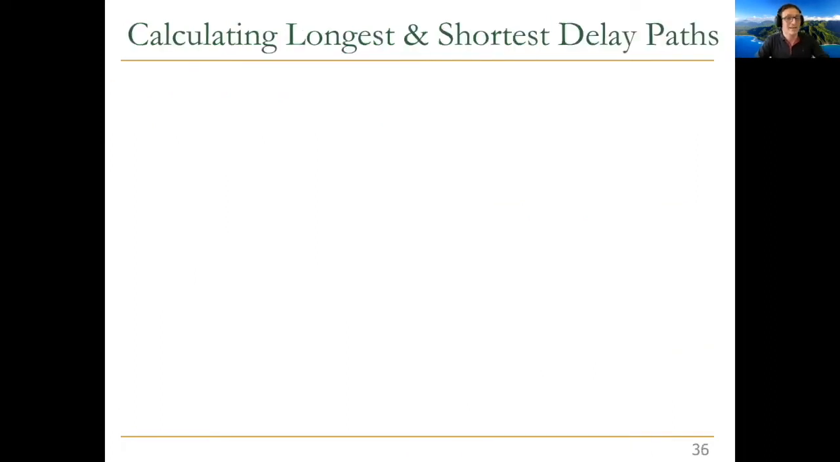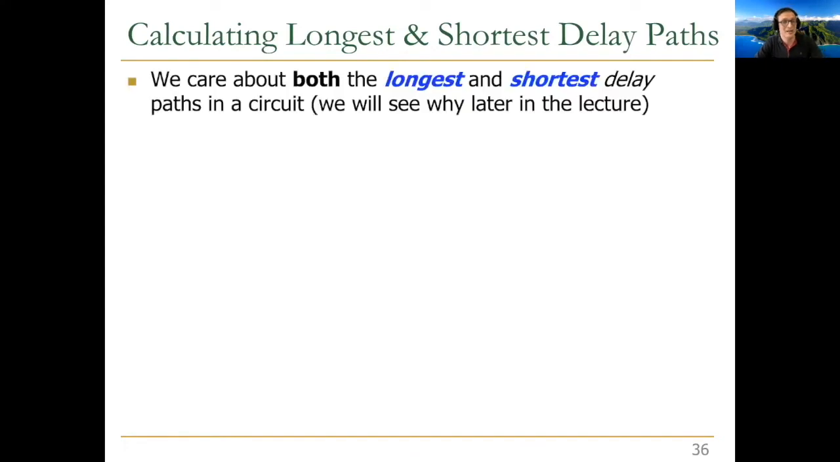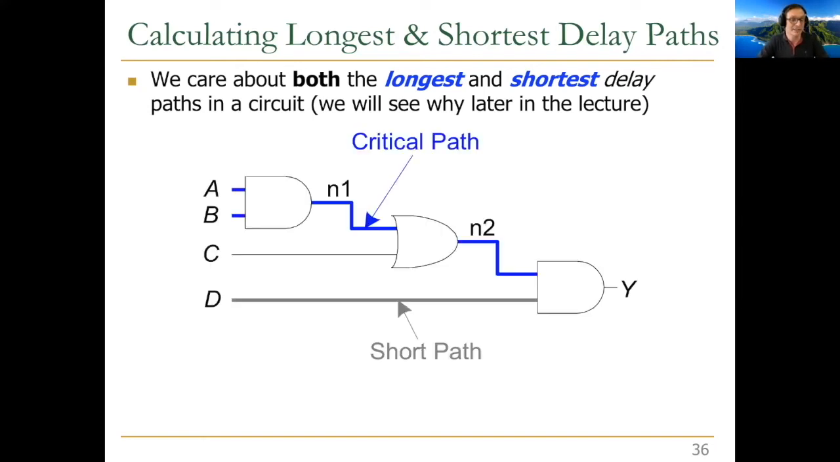Okay, so we're going to calculate longest and shortest delay paths in combinational logic. And we care about both of them, as I said, and we will see why about the shortest path later. Longest path is hopefully intuitive, but maybe not in the same way as I will describe it later when we come to sequential logic. So when we come to sequential logic, all of these paths will become even more clear.